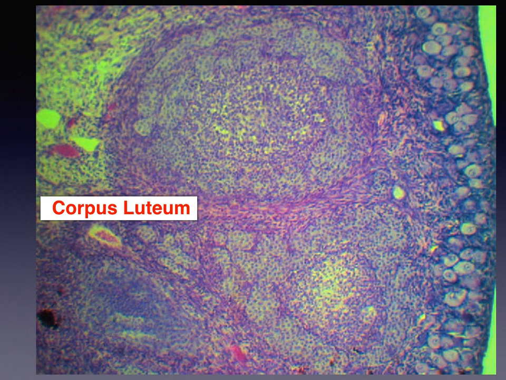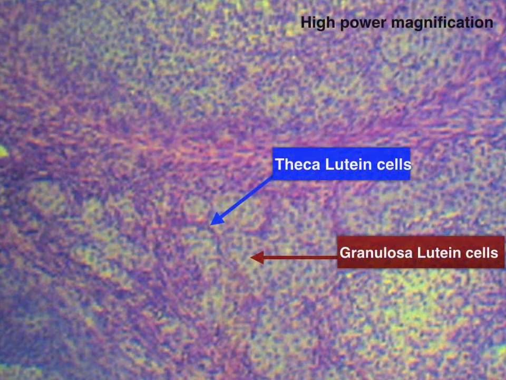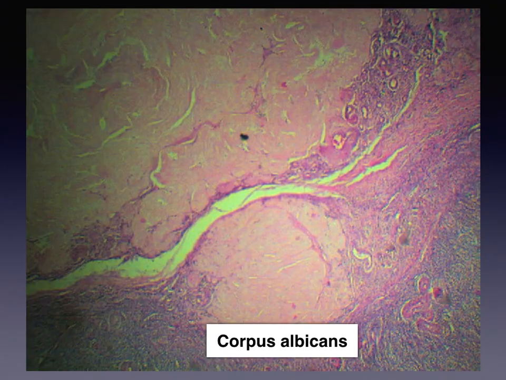Now, after the extrusion of the oocyte, it will become the corpus luteum, which is like a mass of cells composed of two cells. We have a theca lutein cells and the granulosa lutein cells. Next, if without pregnancy, this corpus luteum will become corpus albicans. Albicans meaning mass of white cells or fibrotic cells, scar tissue.